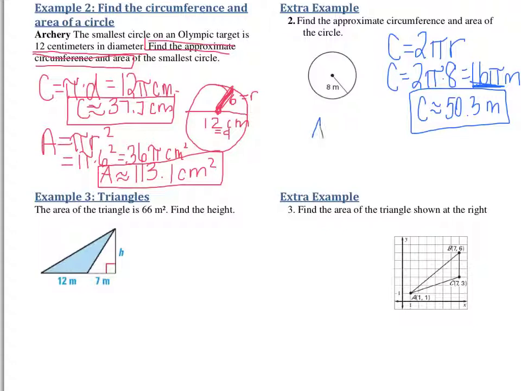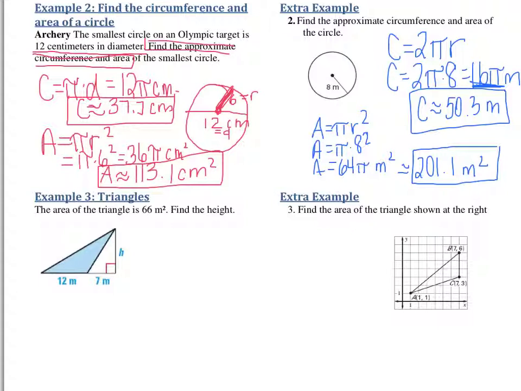So the area of this is pi times my radius squared. So area is pi times 8 squared, and that's 64 pi. Should be a squared sign there. 64 pi meters squared. Or, if you again put it in your calculator and get your rounded value, it's about 201 1/10, and that would be meters squared.